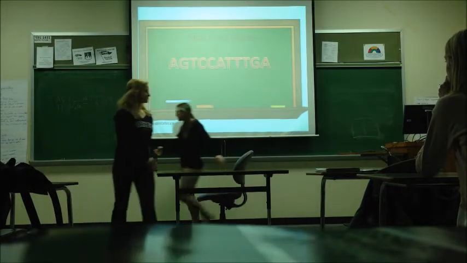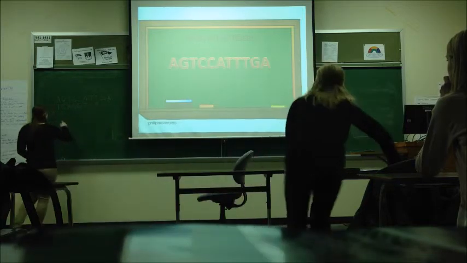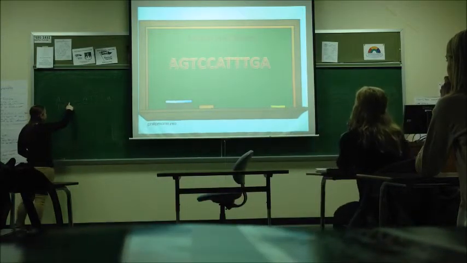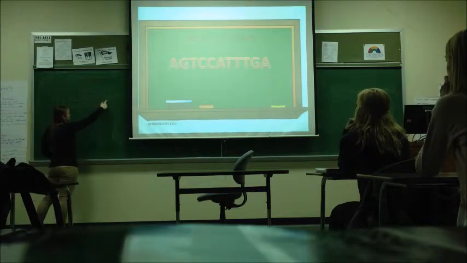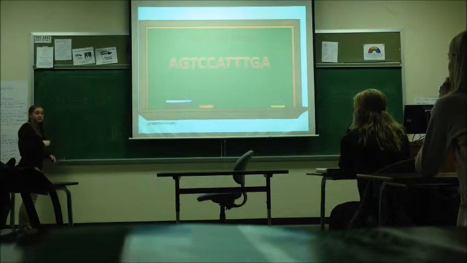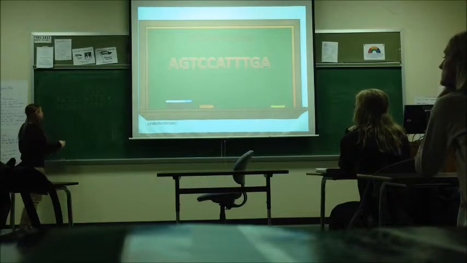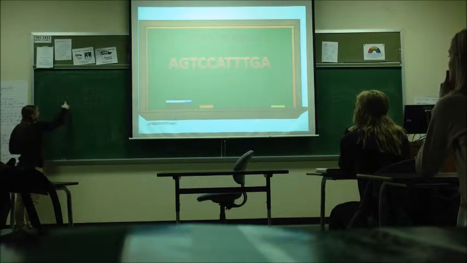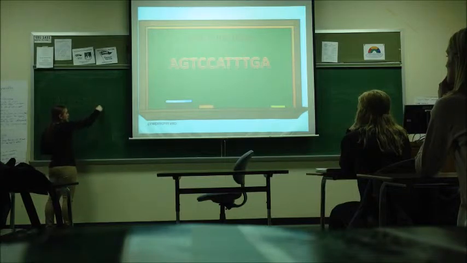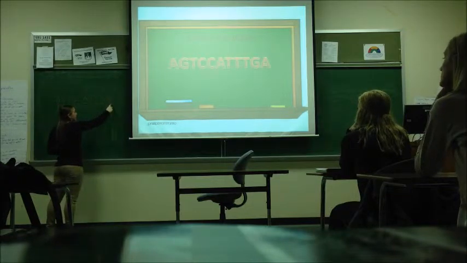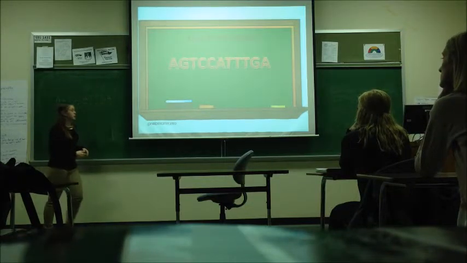Let's go through it really quick. So the original strand was A, G, T, C, C, A, T, T, G, A. And so we said A pairs with T and C pairs with G. So she did A with T, G with C, T, A, C, G, C, G, A, T, T, A, T, A, G, C, A, and T. So she matched them all correctly. So good job, Allie.